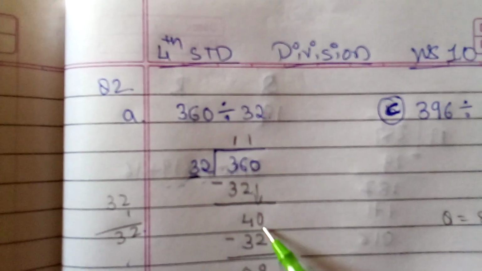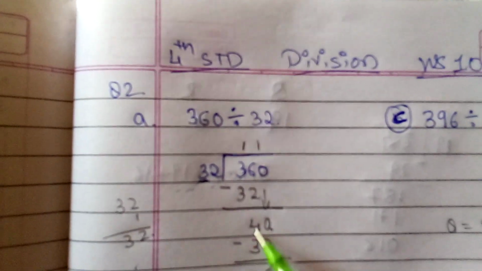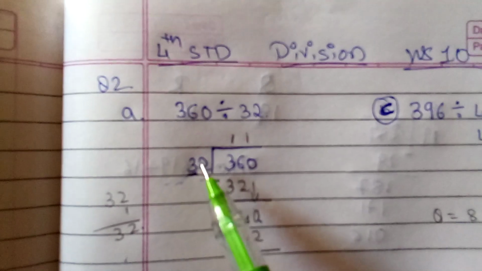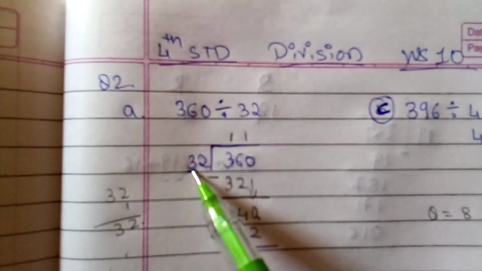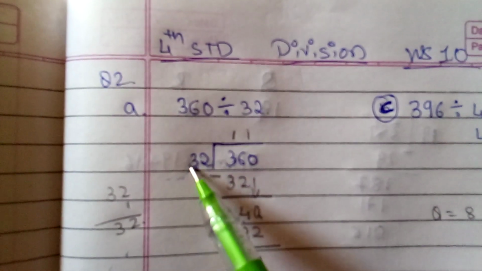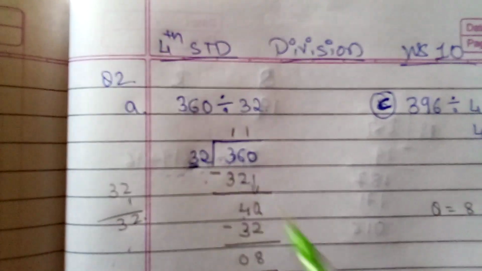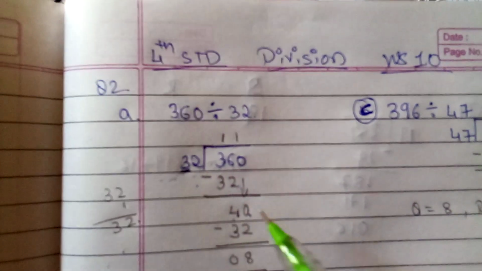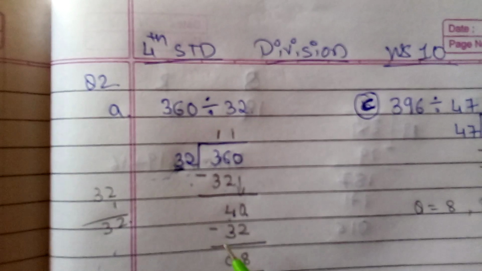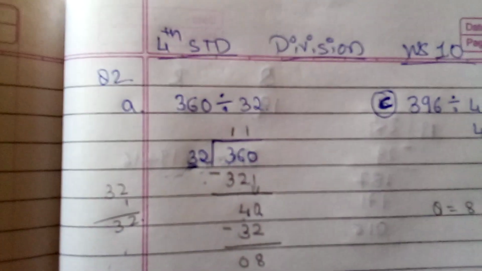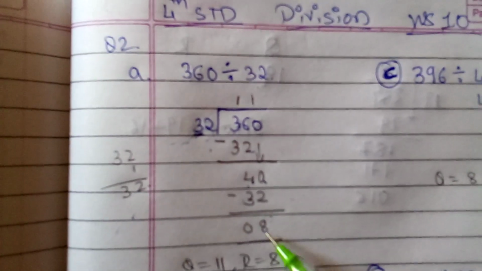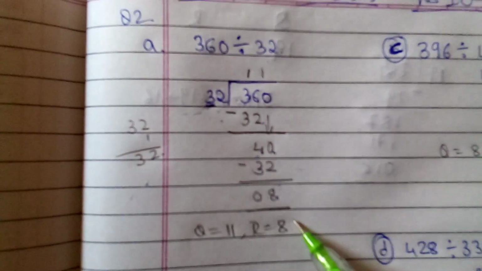So now you should bring the 0 down. Again check the 3 table. No, you should not check the 32 table because you don't know the 32 table. This is the easy method. In the 3 table, 4 will not come, so less than 4, what will come? 3 ones are 3 again. So again 32 ones are 32. When you subtract, your remainder is 8. So quotient equal to 11, remainder equal to 8.